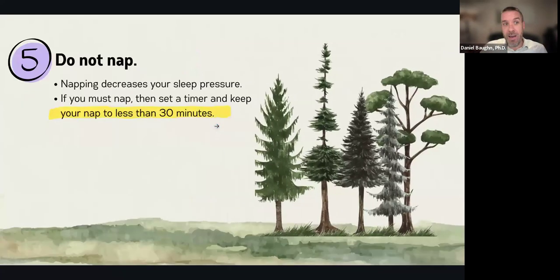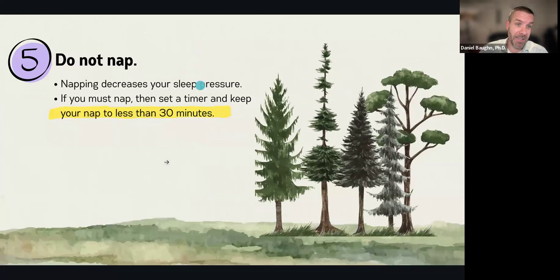Okay, number 5, do not nap. The reason why I don't want you to nap has everything to do with that sleep pressure balloon. We want your balloon as big and full as possible by the end of your day. Or if we use a battery analogy, I want your battery so low it's in the red, 5% or less. In order to do that, we have to make sure that daytime napping does not happen.